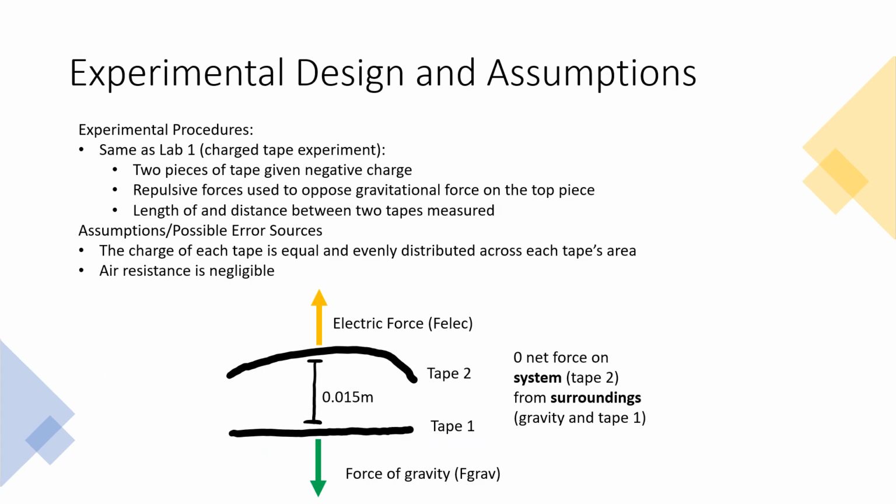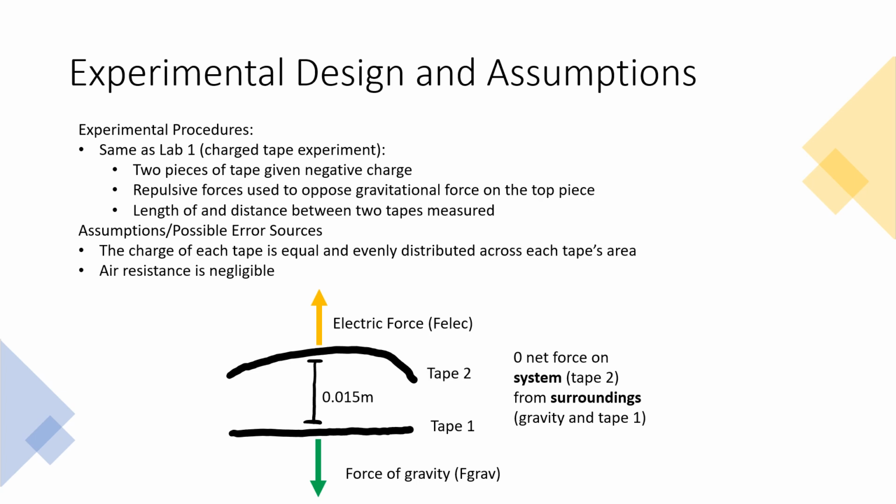So the experiment to get data for this lab is the exact same as lab 1. So two pieces of tape were given a negative charge through fast removal from another piece of tape. And then they were held very close together so that the repulsive forces between the two negatively charged tapes would oppose each other, pushing away from the gravitational force on the top piece and making it appear to float. The length of the top piece and the distance between the two tapes during the floating was then measured.